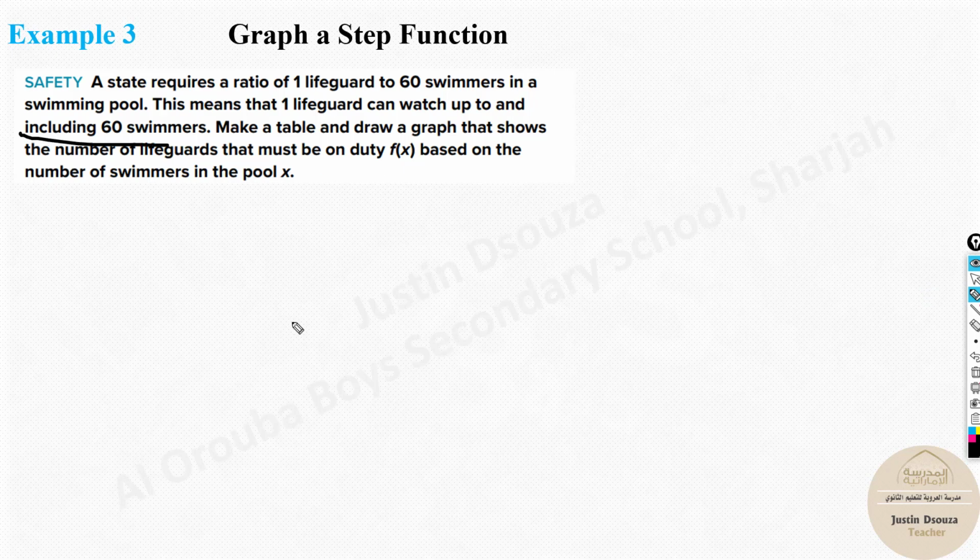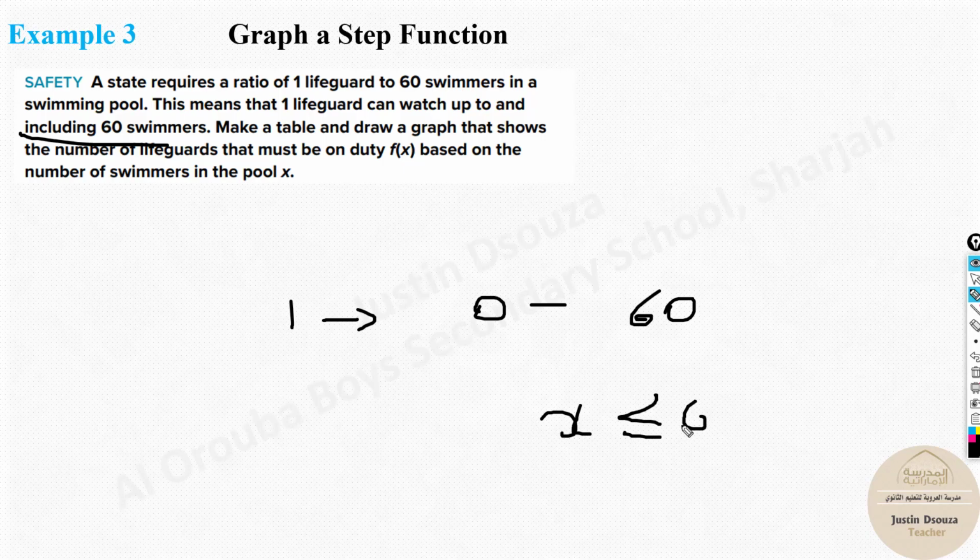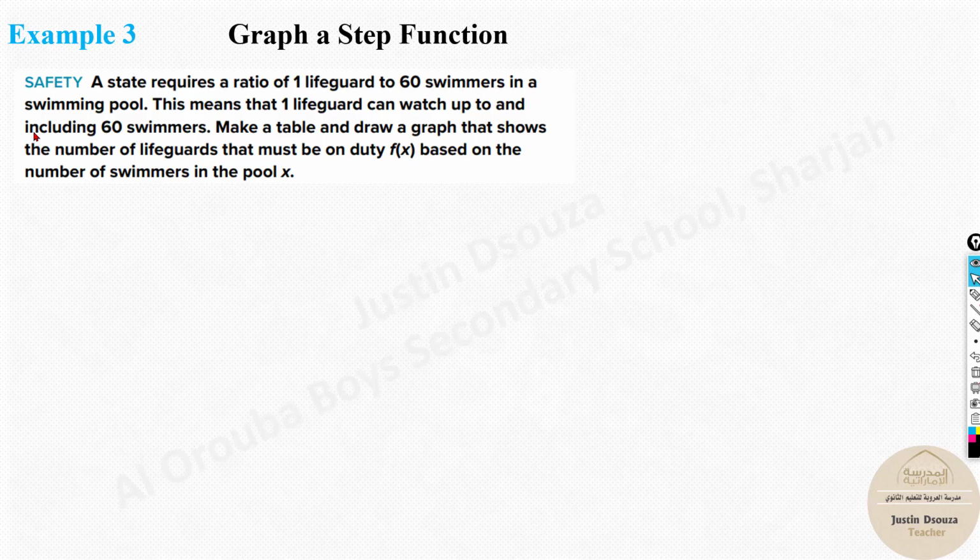Including means 1 lifeguard is 0 up to 60, it will be x is less than or equal to 60 and greater than 0. So this is the function, okay. Make a table and draw the graph that shows the number of lifeguards that must be on duty based on the number of swimmers. So swimmers in the pool are given as X.